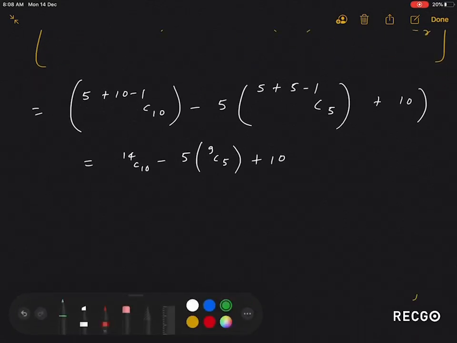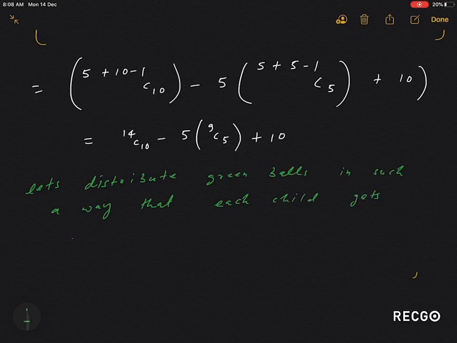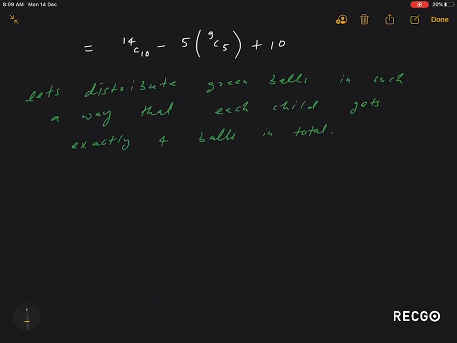Now suppose that some children must have gotten less than 4 balls, right? Since I've just taken care of the maximum number of balls, I've not taken care of the minimum number of balls. Let us distribute the green balls in such a way that after distributing the green balls, each child must have 4 balls exactly, right? So each child should get exactly 4 balls in total at the end of the whole distribution. So suppose that some child has gotten only 2 balls, so let us give him 2 balls. Some child has gotten 3 balls, so let us give him 1 ball. Some child has gotten no balls, so let us give him 4 balls.